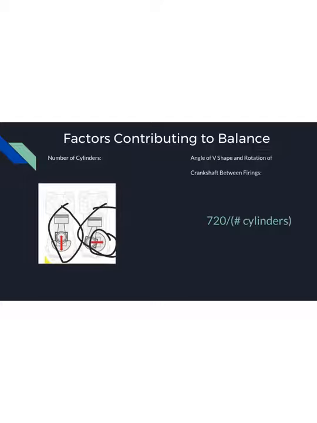So, there's actually a formula to calculate the optimal degree. If you divide 720 degrees by the number of cylinders, you get a figure that represents the optimal degrees of the crankshaft rotation between cylinder firings, which is essentially what this equation is right here.